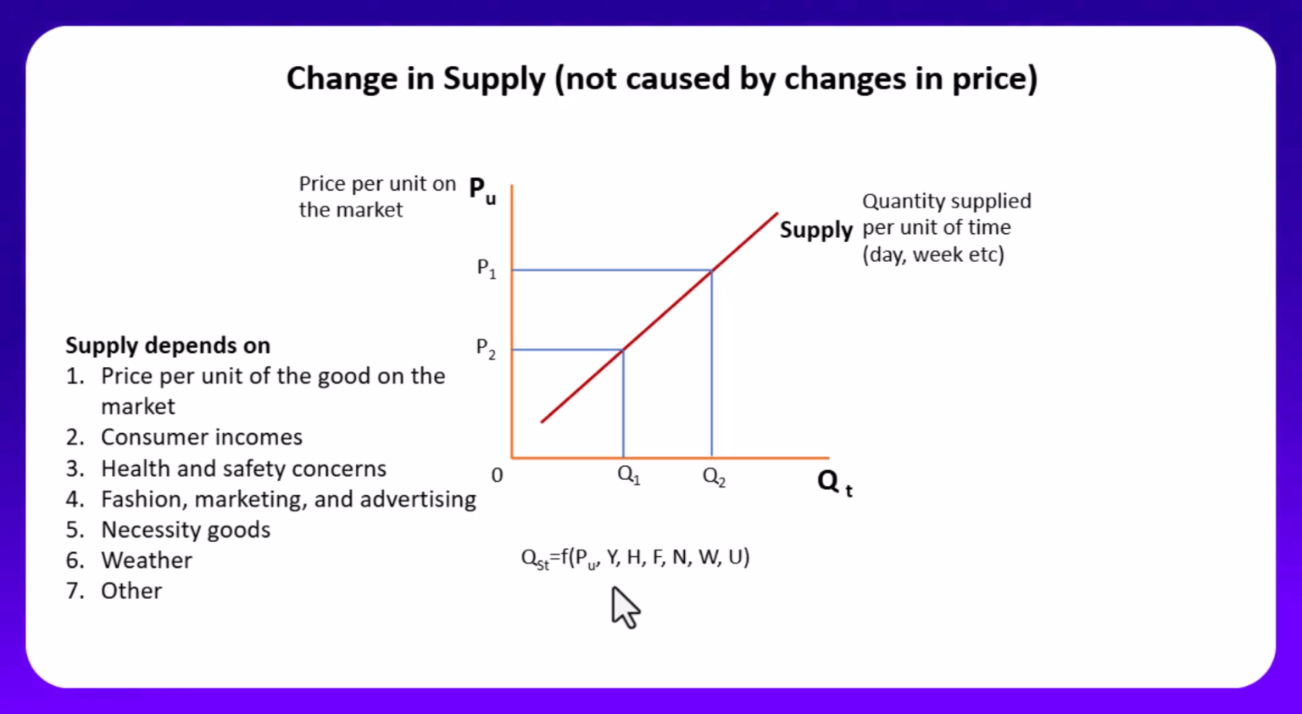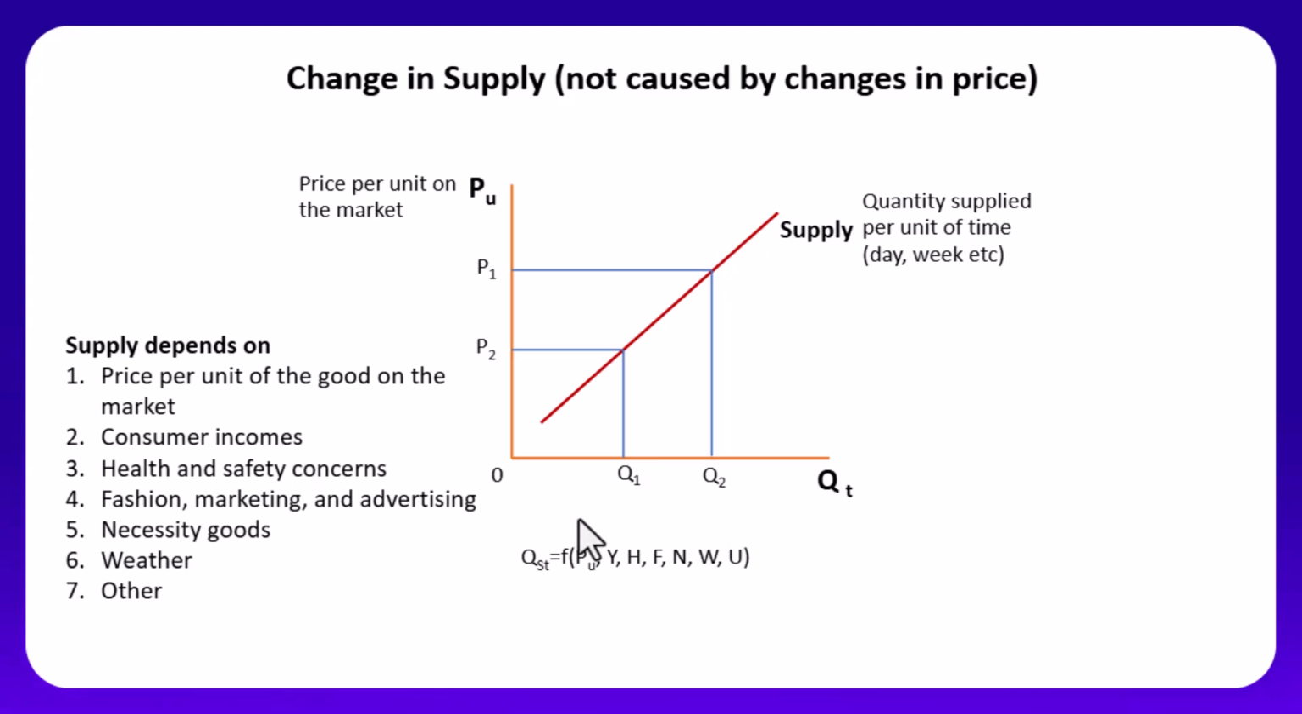Y for income. So the quantity supplied every week or every month, whatever, depends on the price per unit, income, health. I've made the list here, number 3 on the list, health. F for fashion, necessary goods, the weather, anything else you can imagine. This thing can be very long. There can be many more expressions in here. I'm not attempting to be complete in this expression. I'm just saying that's the way it works.